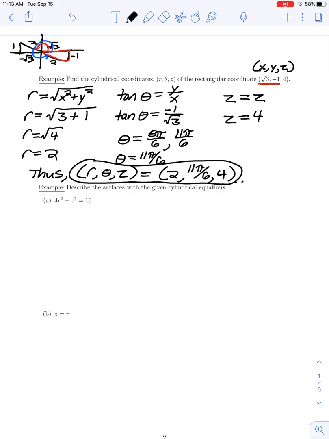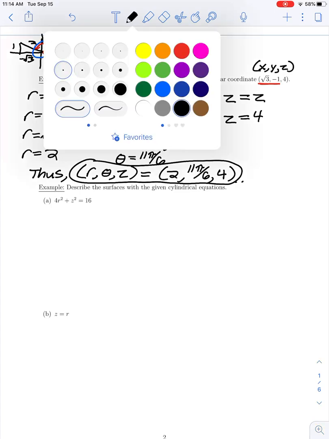So to see that, let's consider some examples. Here we're asked to describe the surfaces with the given cylindrical equations. So in this first example, part A, we have 4r squared plus z squared is equal to 16. To try to describe this surface, I might first convert to an equation in terms of rectangular coordinates. We're a little more familiar with the equations of surfaces in terms of x, y, and z.